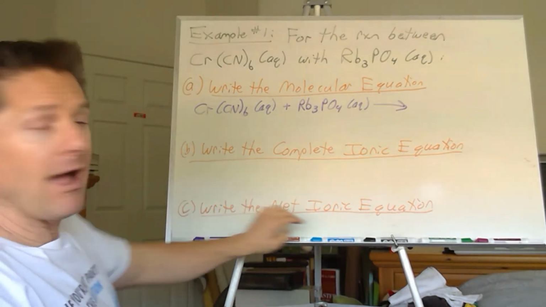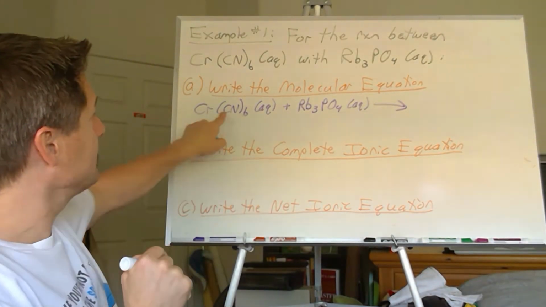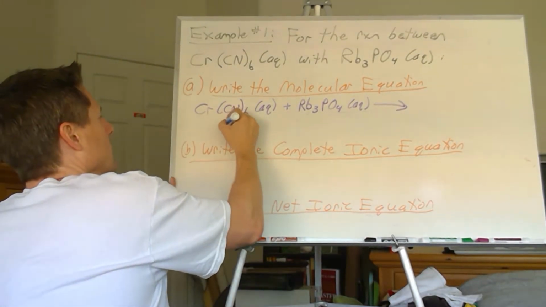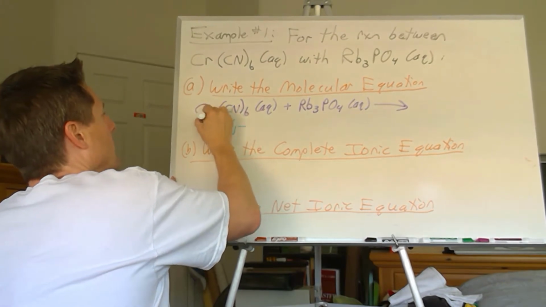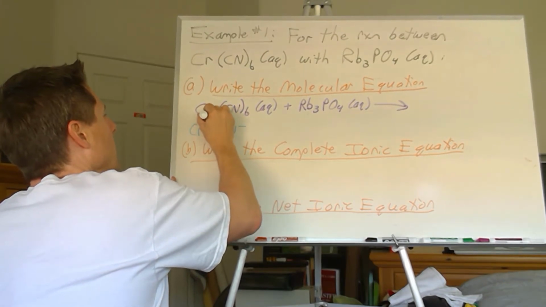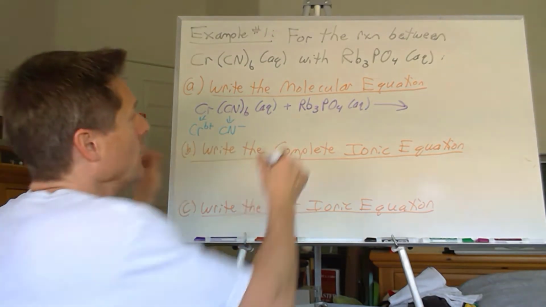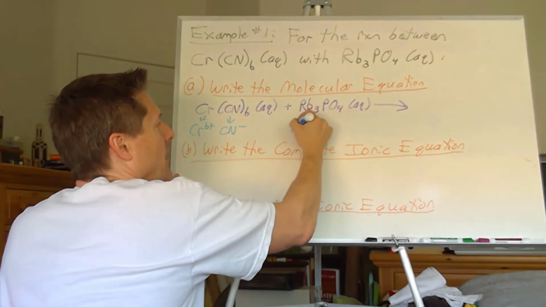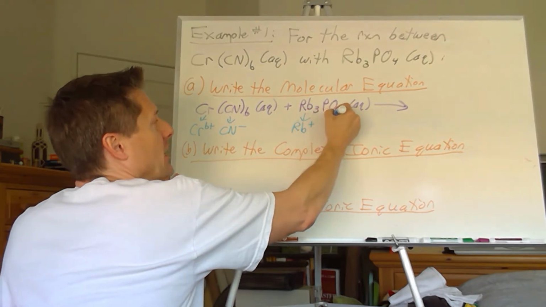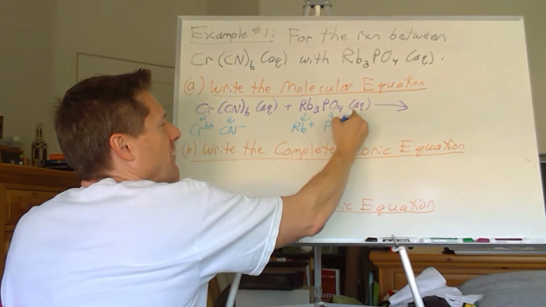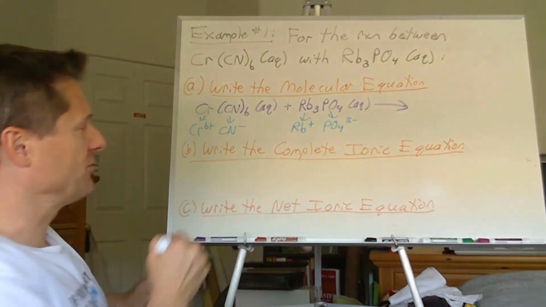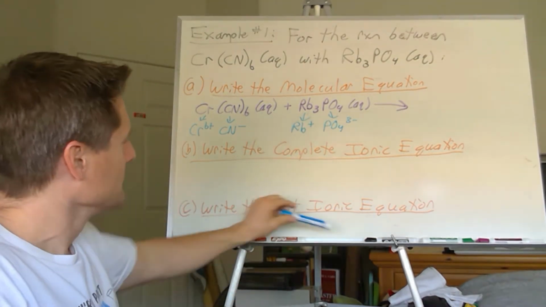Let's identify our ions. So cyanide's a -1. Chromium, therefore, is a +6 because there's 6 of the cyanides, right? Type 2 metal. Rubidium's an alkali metal, so that's a +1. And there's 3 of them, so phosphate, which you should have memorized, is a -3. I highly recommend you do that.